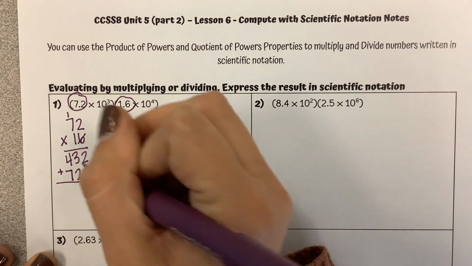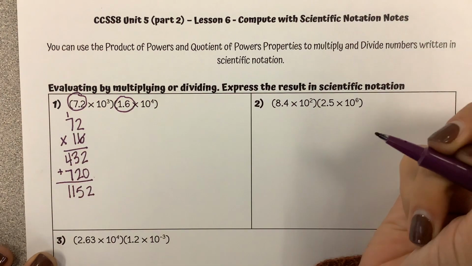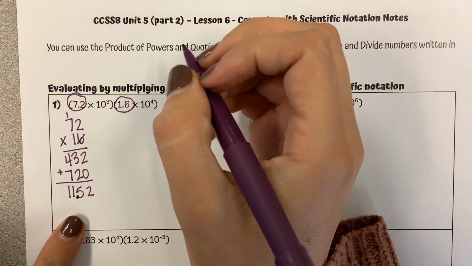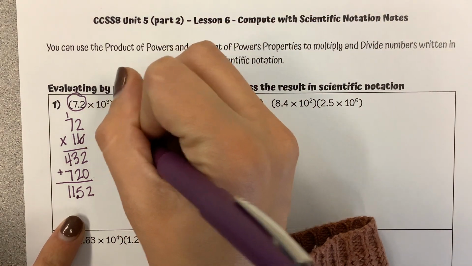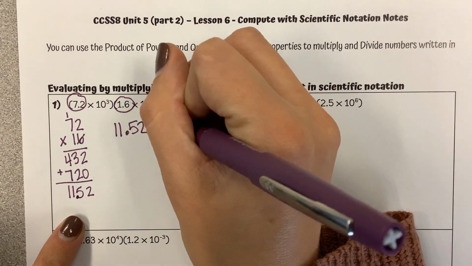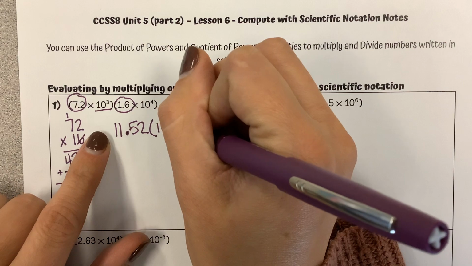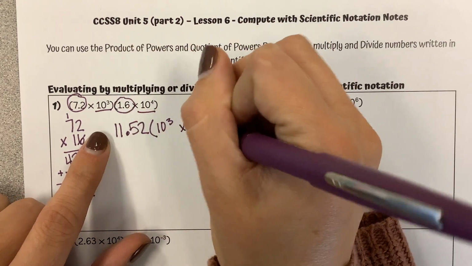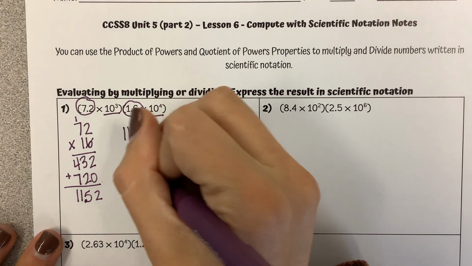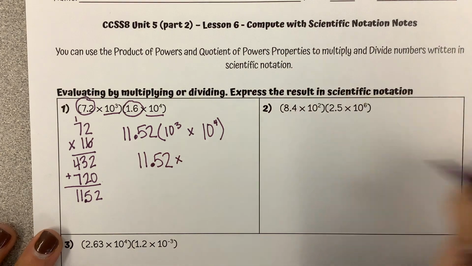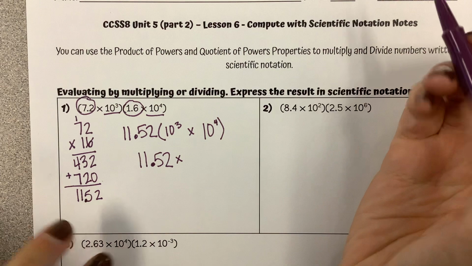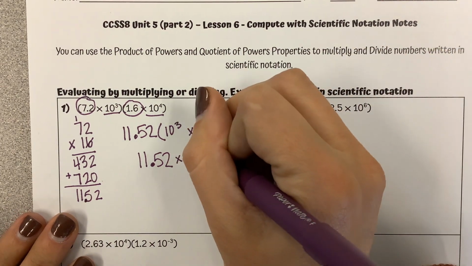And we add, we get 11.52 when we apply in our decimal values, okay? So we have 11.52 times 10 to the third is our first one, times 10 to the fourth is our second one. So this really is 11.52 times, well, when we're multiplying numbers with the same base, we add the exponents. So 3 plus 4 is 7.